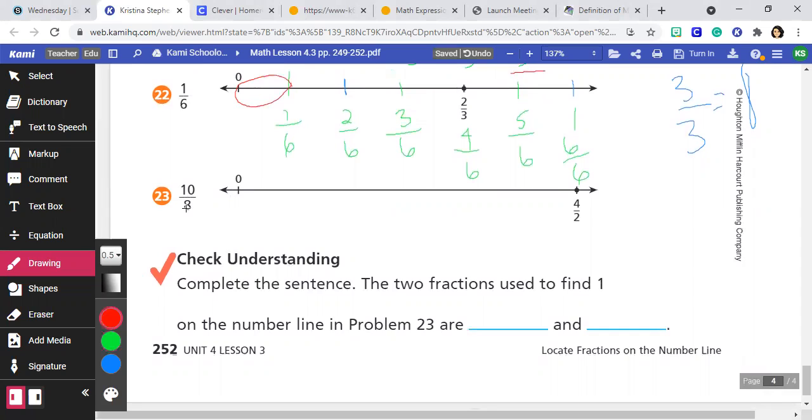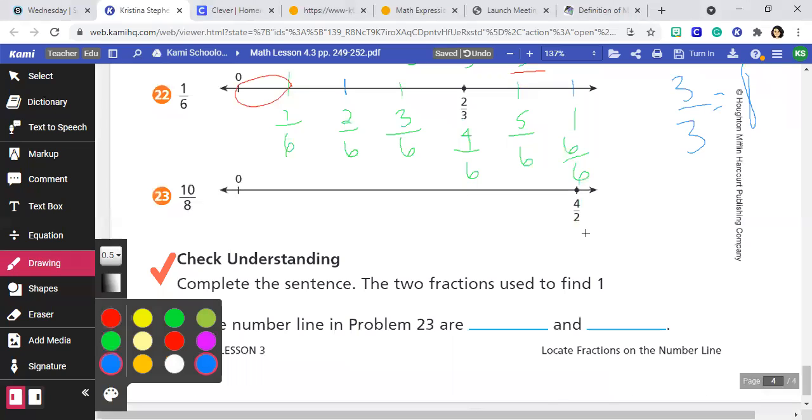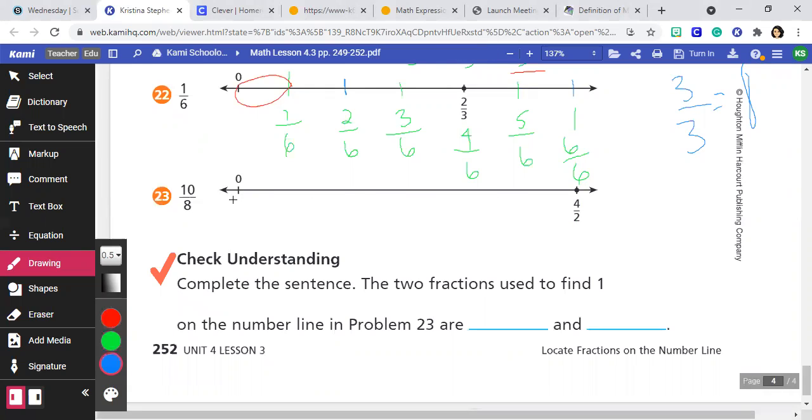10/8. Our denominator is 8. But what they're giving us is a denominator of 2. And this is 4/2. Well, let's see if we can work backwards. If that's 4/2 and all the way over here is 0, that means that there's going to be 1/2, 2/2, 3/2. So let's 3, 2, 1, 0. Okay. Now, this is 3/2. Here is 2/2.